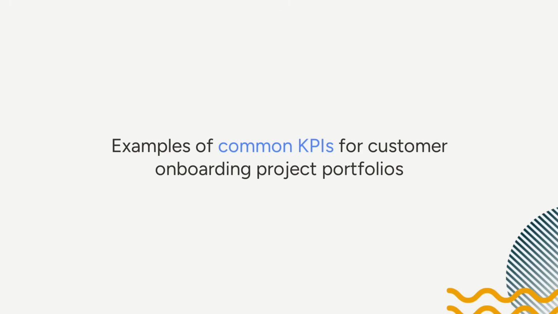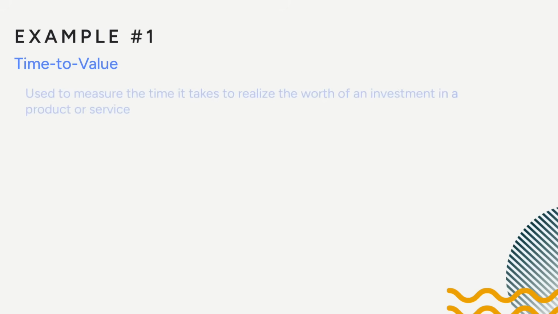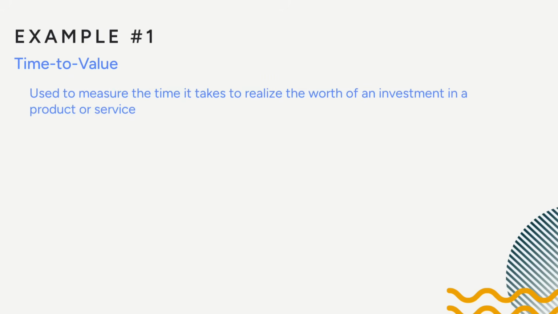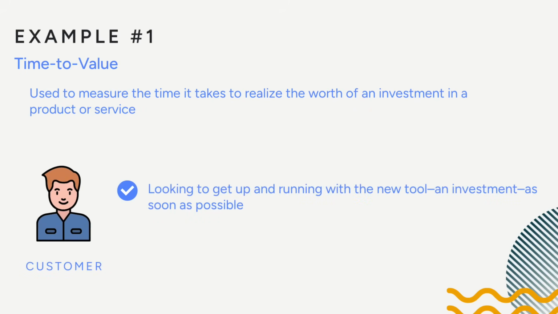Taking all of this into account, let's review some examples of common KPIs for customer onboarding project portfolios. For our first example, we'll explore the time to value metric as it applies to customer onboarding. In simplest terms, time to value is defined as the amount of time it takes to realize the worth of an investment in a product or service. For customers, this is the time when they are looking to get up and running with the new tool, an investment, as soon as possible. The sooner they can use the tool, the sooner they can start realizing the value of their investment.